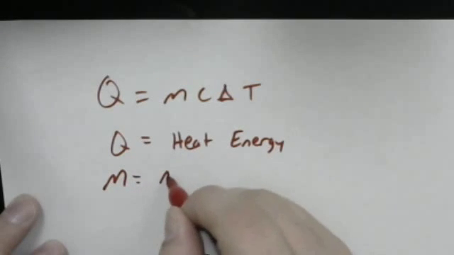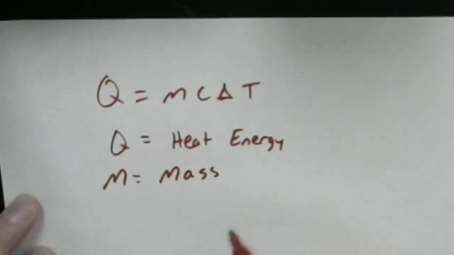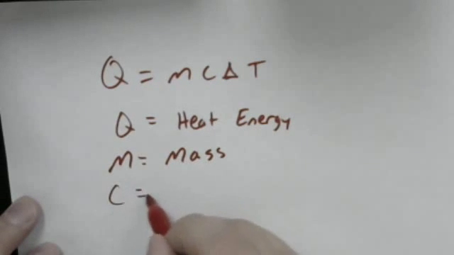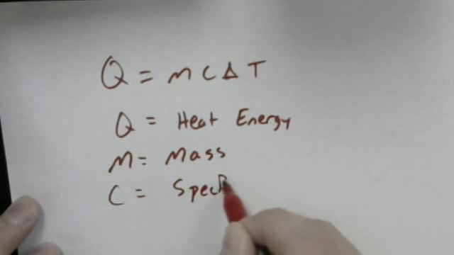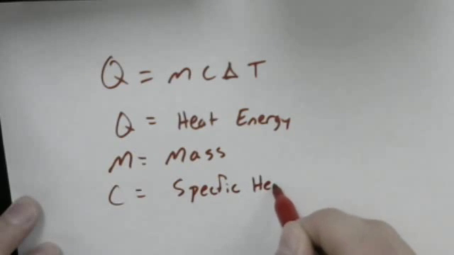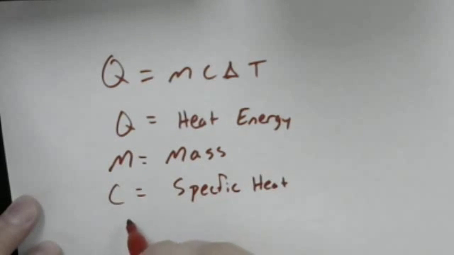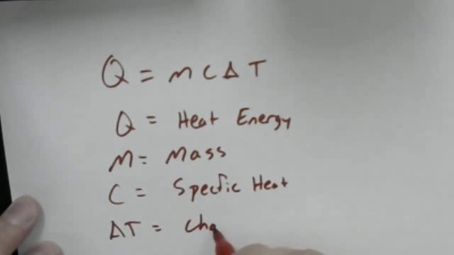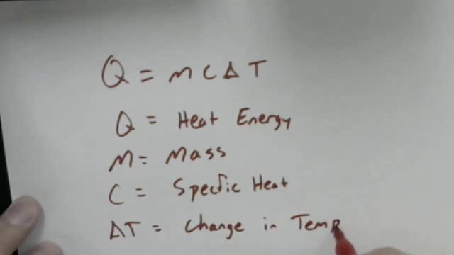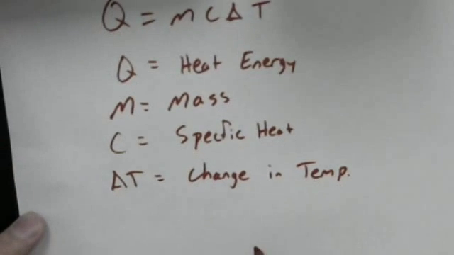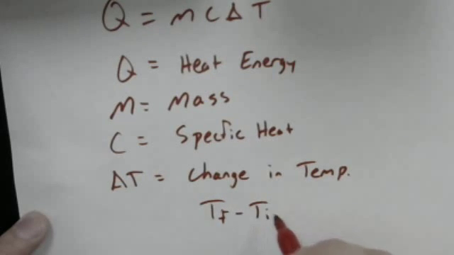M stands for mass. And C stands for specific heat, which is a given. We'll give you that, unless you have to find that. All right, and then delta T stands for change in temp. More specifically, that's going to be your T final, which is final temperature, minus your initial temperature.